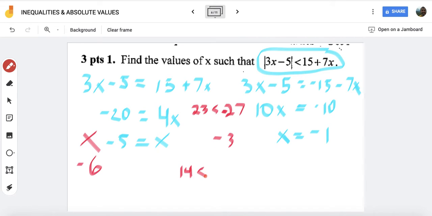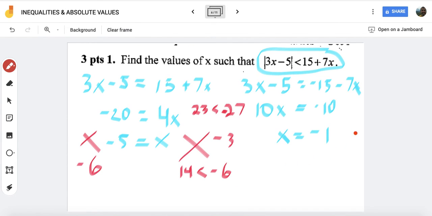Then the absolute value of negative 14 is positive 14. We're going to see if that's less than when I plug a negative 3 in here. When you plug a negative 3 in here, negative 3 times that is negative 21. Negative 21 plus 15 is negative 6. That's also not true.